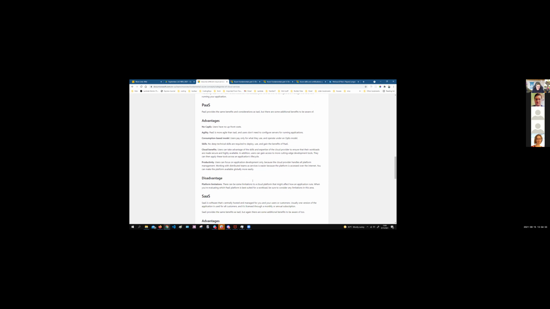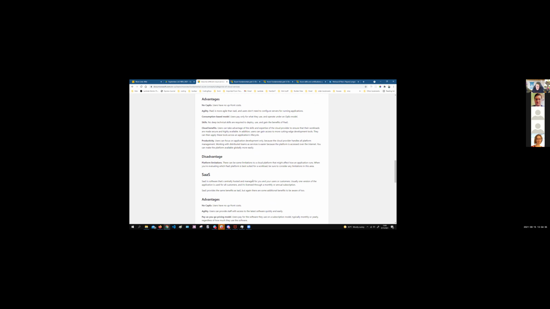Some of the disadvantages is there are some limitations to the cloud platform, which can affect how applications run. And that's just because there's slightly less flexibility in terms of what we have available to us in this structure. So you have to understand, are those limitations, like not being able to control the operating system? Is that something that I can live with as a business? Is that something that I can work around?